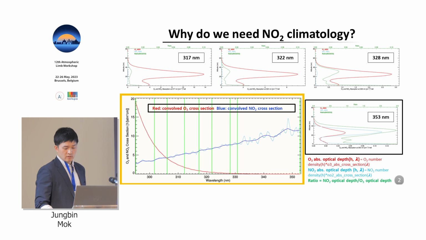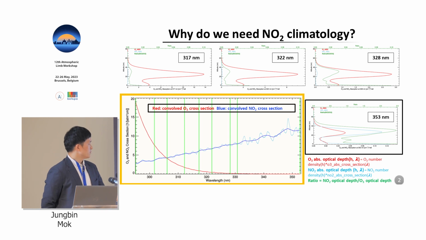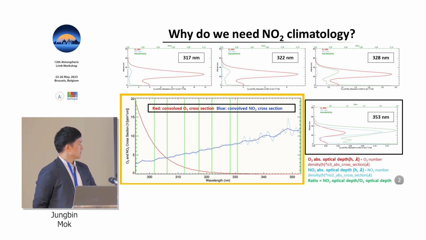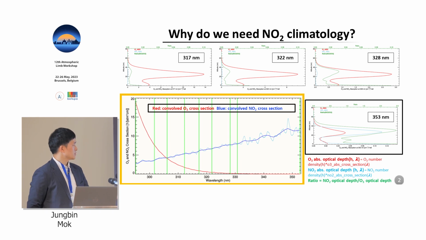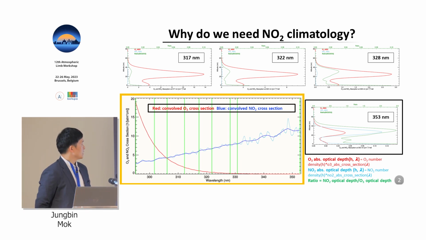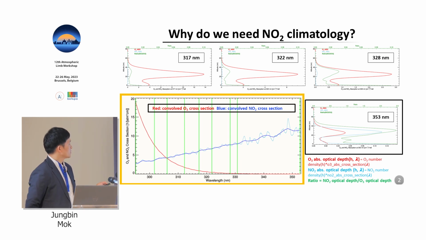So for this, I plotted ozone and NO2 absorption optical depths, defined as number density multiplied by absorption cross-sections. As you can see, at shorter UV wavelengths, NO2 absorption optical depth is not significant, but it increases as the wavelengths increase, as this figure shows.